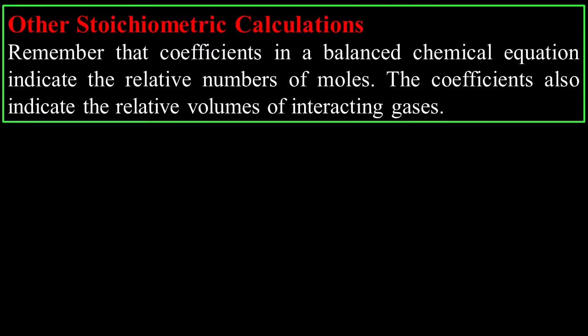To conclude the section, let's look at something called other stoichiometric calculations. Remember that coefficients in a balanced chemical equation indicate the relative number of moles. The coefficients also indicate the relative volumes of interacting gases.